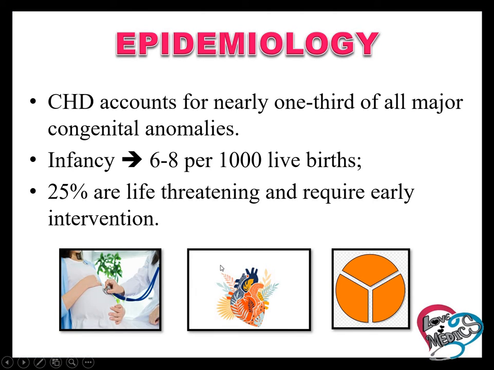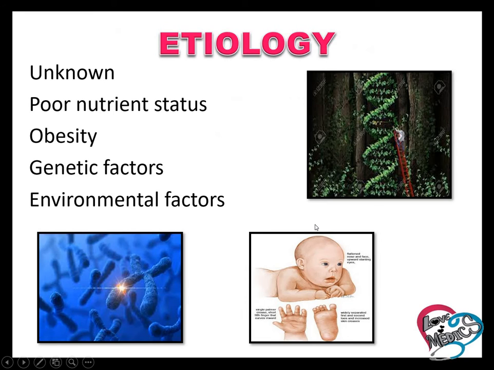Epidemiology. It is the major congenital anomaly. 6 to 8 infants are affected per 1000 live births. 25% of them are severe life-threatening conditions and they require early intervention for congenital heart disease.